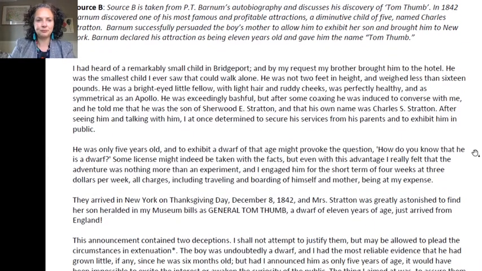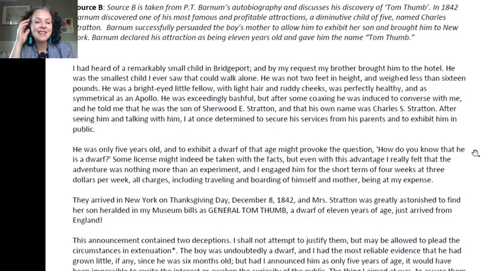Okay, so this is what P.T. Barnum says. "I had heard of a remarkably small child in Bridgeport, and by my request my mother brought him to the hotel. He was the smallest child I ever saw that could walk alone. He was not 2 feet in height and weighed less than 16 pounds. He was a bright-eyed little fellow with light hair and ruddy cheeks, and was perfectly healthy and as symmetrical as an Apollo." Now, Apollo is a Greek god, perfection, physically perfect.